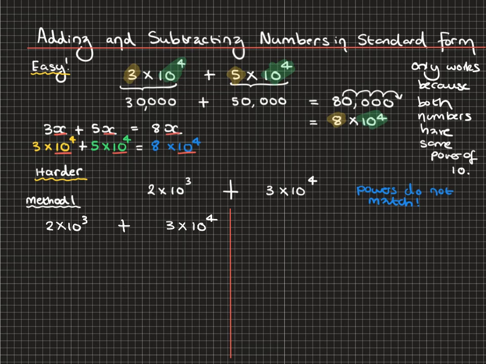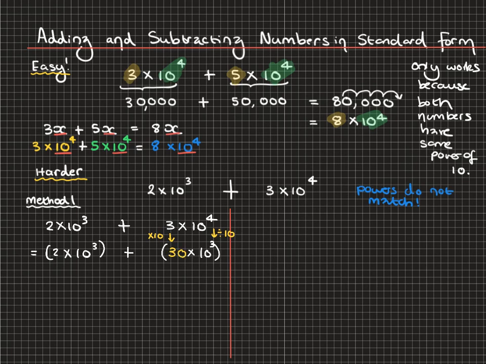So what I would like to do is now write the first number just as it is again, 2 times 10 to the power 3, but the second number, we're going to rewrite 10 to the 4 as 10 to the power of 3. Now, how does that happen? Well, that means we've divided this part of the number by 10, which means we need to multiply this part of the number by 10 to give us 30.